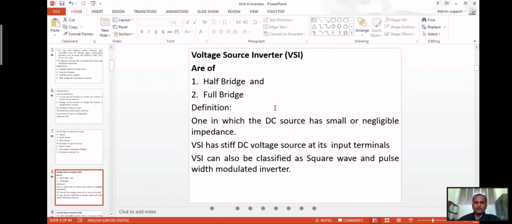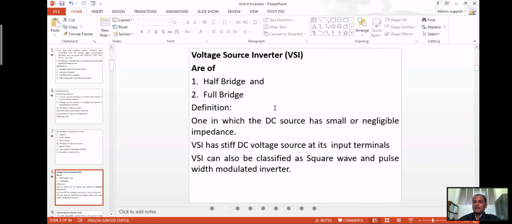Let's see the first one, voltage source inverters. A voltage source inverter can be a half bridge or a full bridge. Now, what is a voltage source inverter? It is one in which the DC source has a small or negligible impedance.